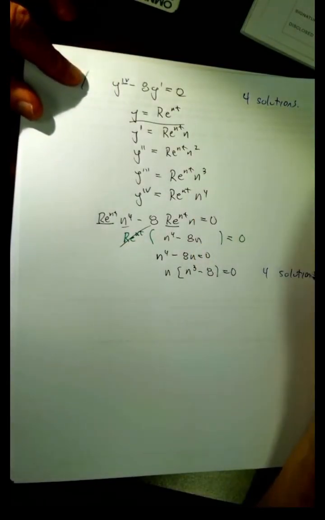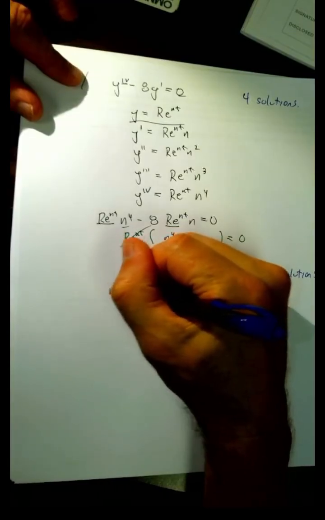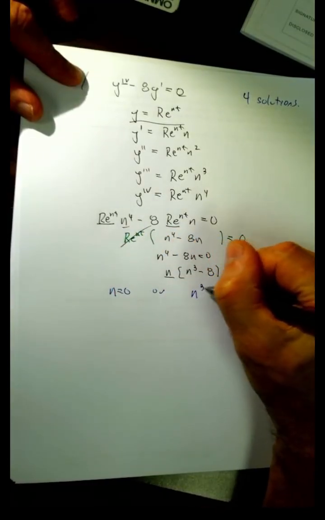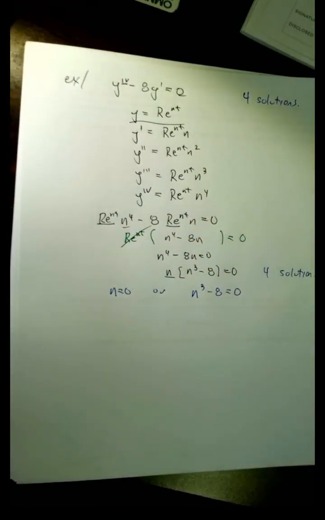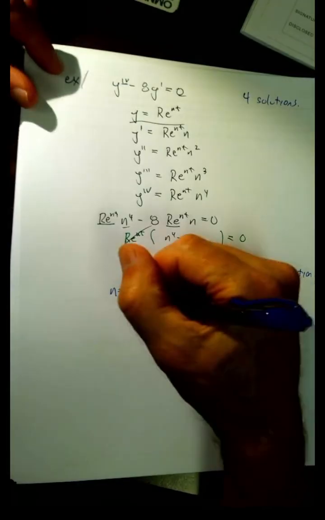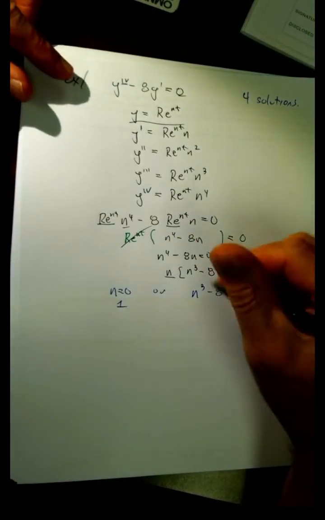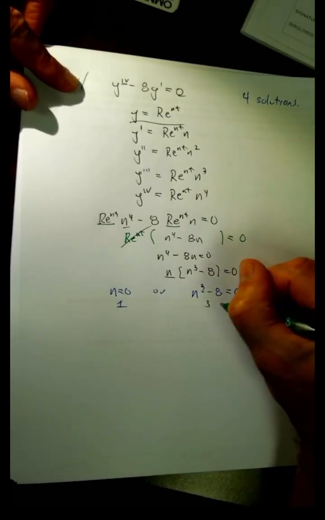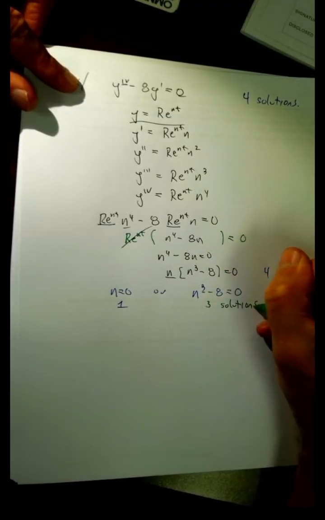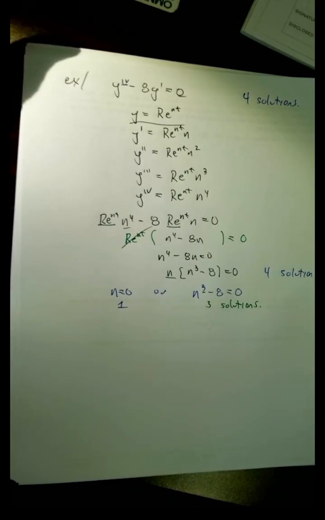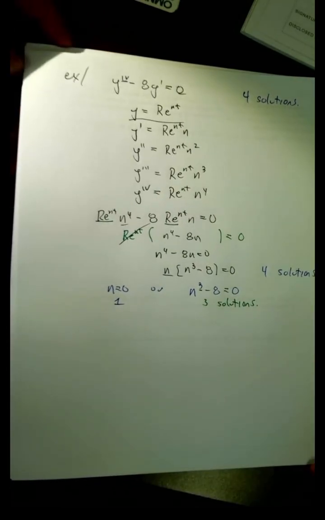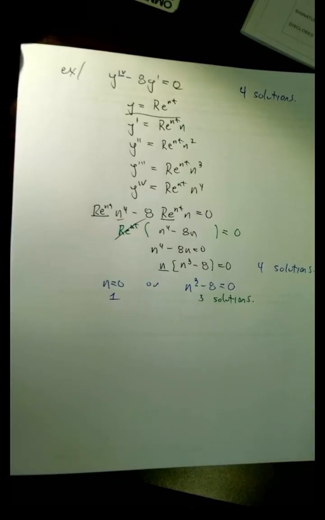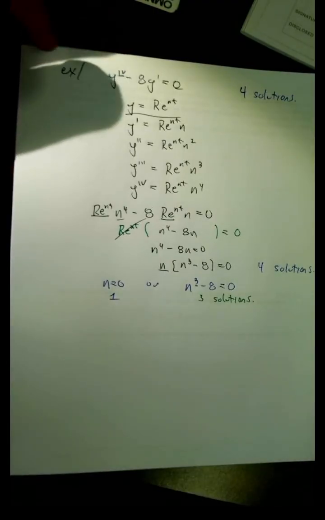Well, one way this could be 0 is if n equals 0. The other way is if n cubed minus 8 is 0. That's obviously one solution. Here, because I've got a cubed, I need 3 solutions out of this. And we are no longer worried about just real solutions. So there's going to be more than just n equals 2 as a solution for that. So the question now is, how do I do that?